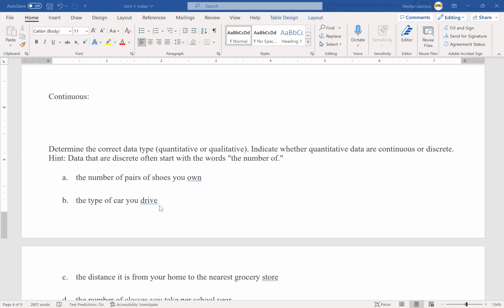Okay, the type of car you drive. So let's assume you all drive. Can you answer this as a number? The type of car you drive. Keep in mind I said type. No, we cannot answer as a number. So in that case, it's qualitative.